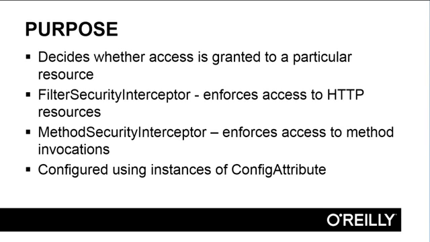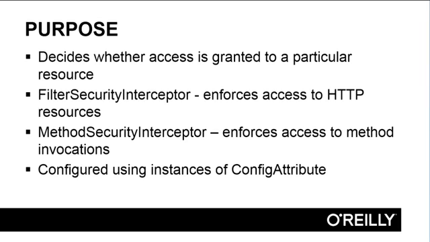Now, all of these security interceptors are configured using config attributes. So these are simple pieces of configuration that we provide, maybe via XML or via an annotation, to the security interceptor implementation, and it uses that information to determine who should be granted access to what resources, so methods or different HTTP resources that we're serving up through the application. So these are the two primary security interceptors that you will deal with within Spring Security.